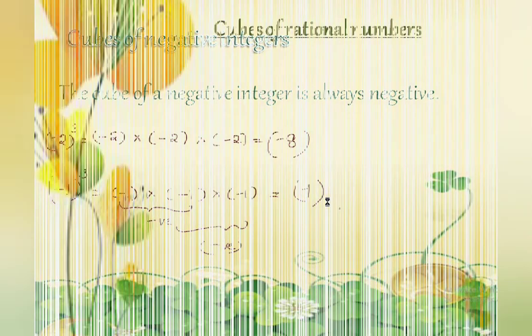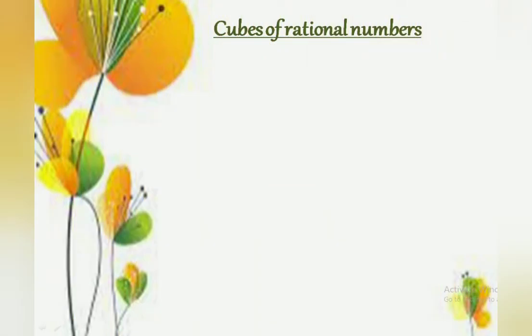What about the cube of a rational number? Do you remember what a rational number is? Can you define a rational number? Yes, a rational number is of the form p by q, where q is not equal to 0.